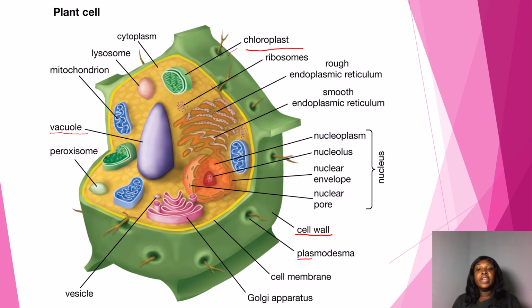The last one is the plasmodesmata. Plasmodesmata is a site responsible for communication and transportation between the cells. So what plasmodesmata does is allow communication to occur between the cells and at the same time allow transportation to occur.